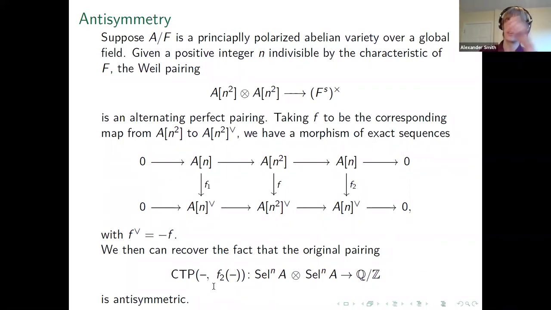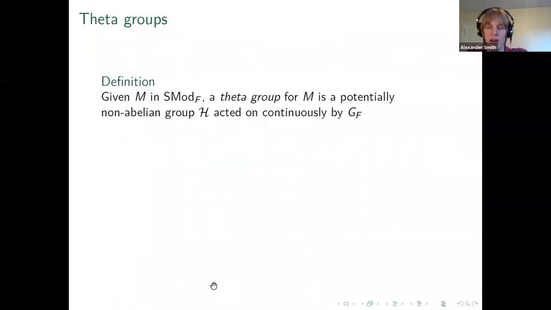But in the case of Q mod Z, when your pairing is valued in Q mod Z, anti-symmetric does not necessarily imply that you have zeros along the diagonal, because 1/2 is also equal to -1/2. And so you have anti-symmetric pairings that are not alternating. Alternating includes this extra assumption that you have zeros along the diagonal. And you'll recall that the Cassels-Tate pairing for an elliptic curve is alternating. But the Cassels-Tate pairing here actually turns out to be not necessarily alternating. And an explanation was found for this by Poonen and Stoll using theta groups.